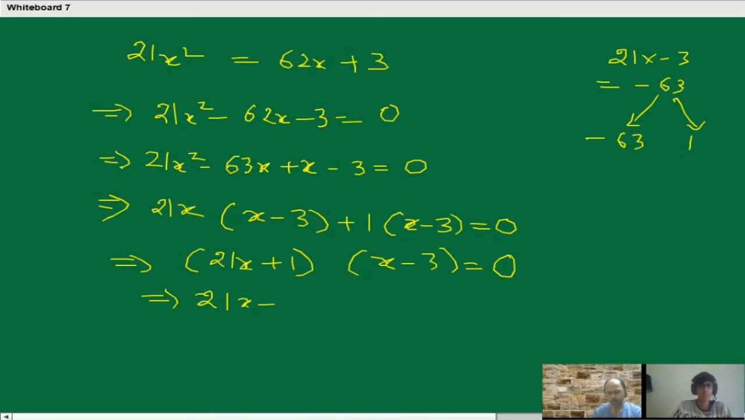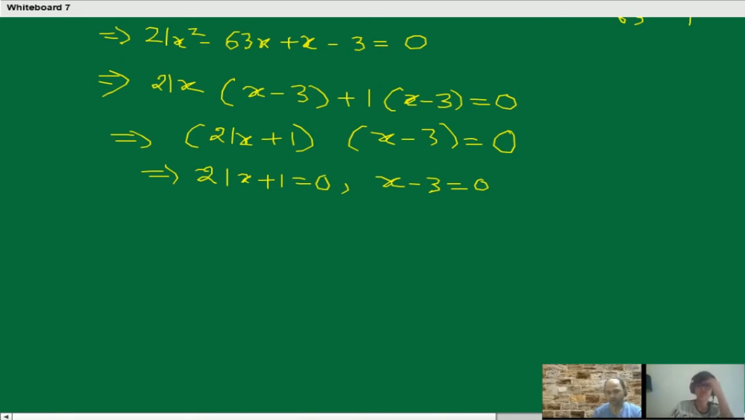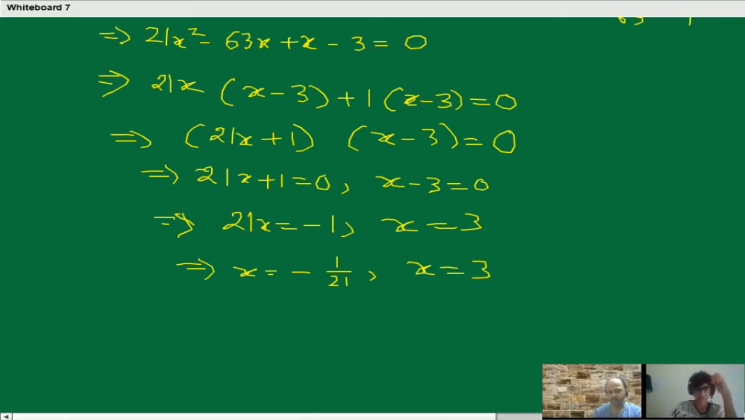So let's not skip any step, because sometimes due to this we might make a calculation error. So here if we just move plus 1 to the other side, 21x would be equal to negative 1 and x would be equal to 3. So the value of x is negative 1 over 21 and here it is 3.